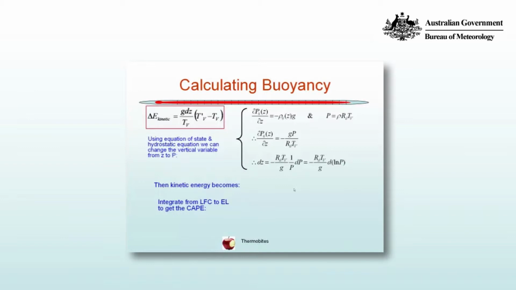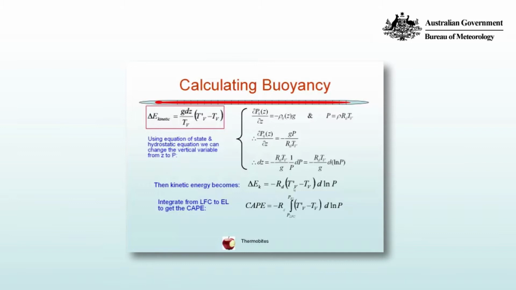We then rearrange that equation, multiply both sides by dz, and then multiply both sides by Rd Tv on g p, and obtain dz is equal to minus Rd Tv on g dp on p. And dp on p is d log p, which gives us that last expression. And so now we have a dz, we can substitute that back in the equation for kinetic energy and integrate that from the pressure of the level of free convection to the pressure of the equilibrium level. So there's our equation for delta Ek, and then we integrate that, shown there.